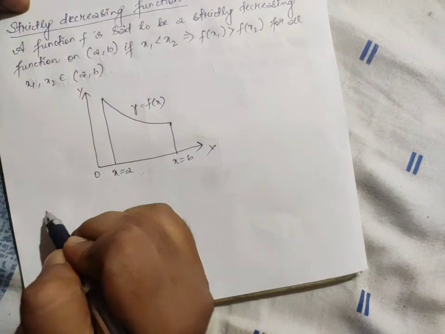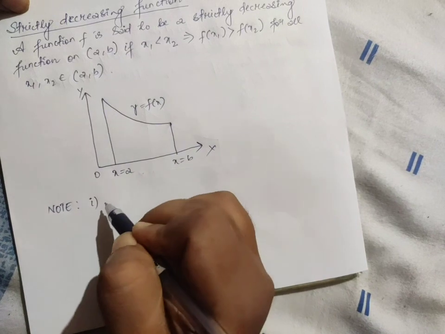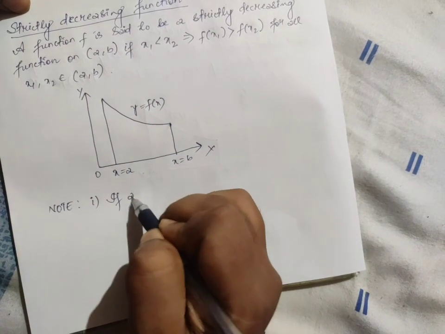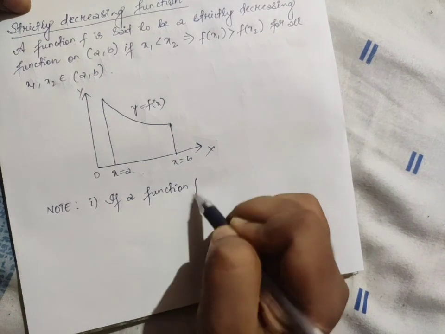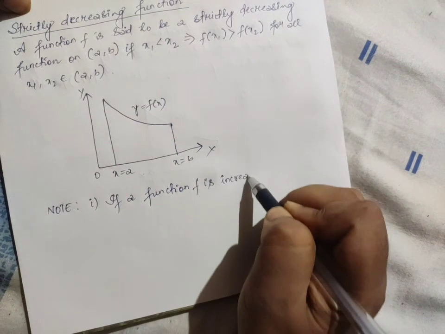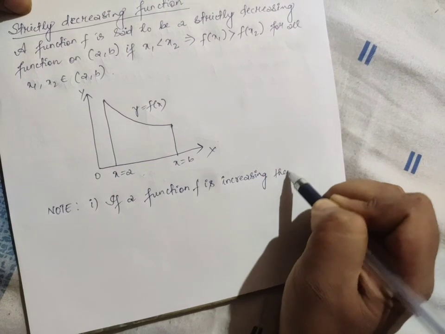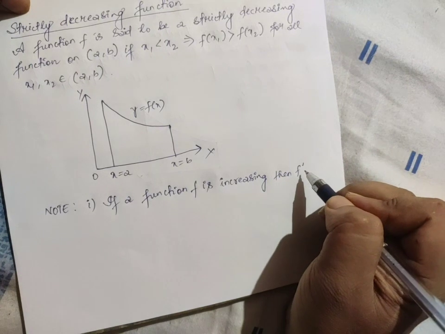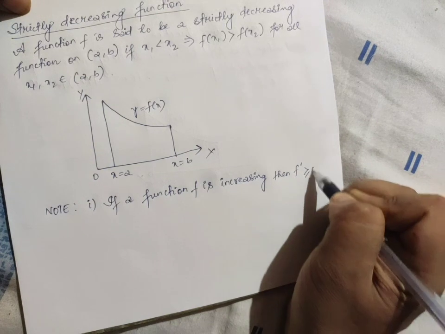Okay, now there is a note to remember. You have to remember these following points. Number one, if a function f is increasing, then f dash will be greater or equal to 0.